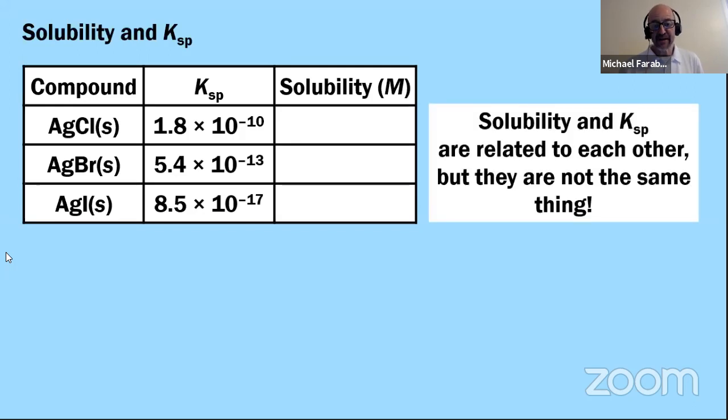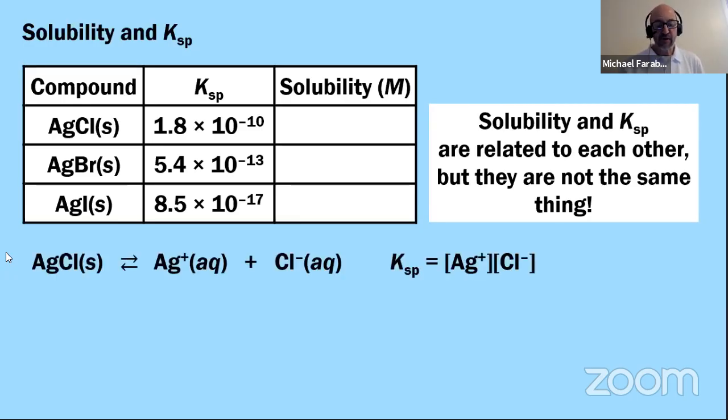Because again, solubility and Ksp are related to each other, but they are not the same thing. So please don't say that the solubility of silver chloride is 1.8 times 10 to the negative 10, because that's not true. I've written the expression for silver chloride dissociating into silver ions and chloride ions, and I've written the Ksp expression.